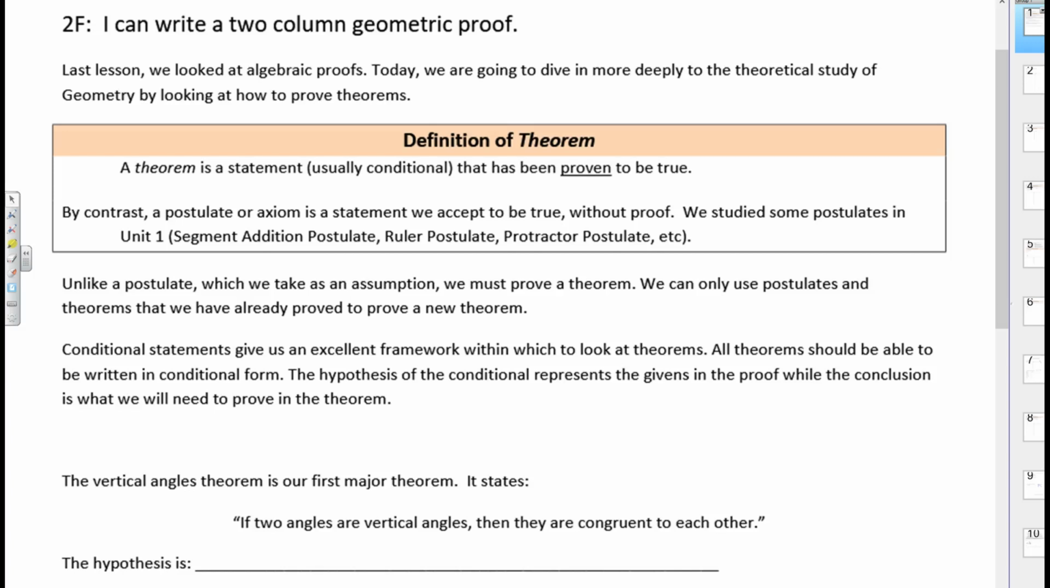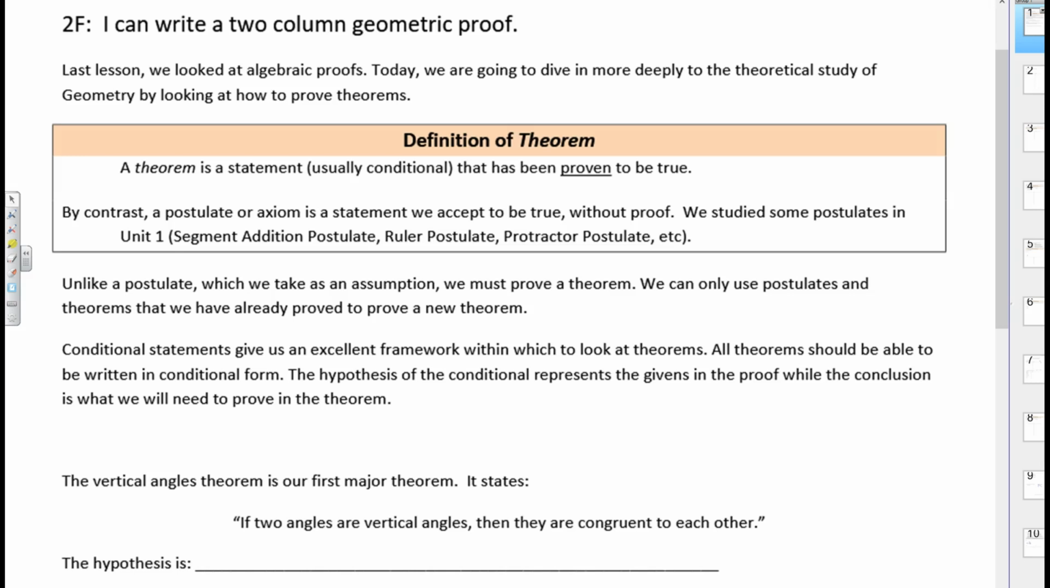I can write a 2-column geometric proof. Well guys, last class we talked about algebraic proofs, and those were easy for us because we've been solving algebraic equations for ages and ages, and all we had to do was give the reasons why we could do each step.